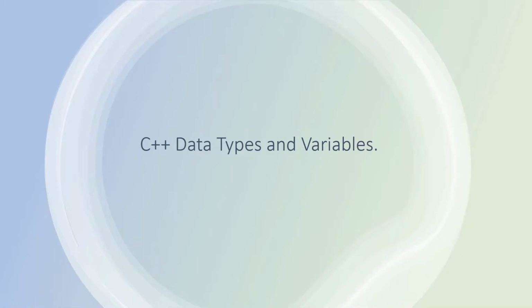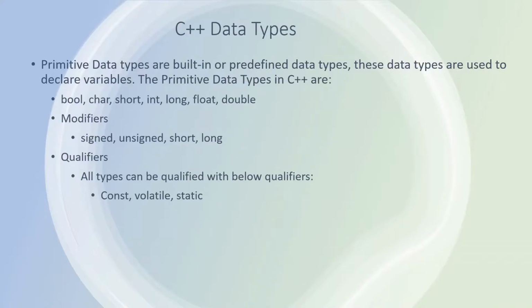Hi guys, so today I will explain the C++ data types and variables. In C++ we have primitive data types. These data types are built-in or predefined data types. These data types are used to declare variables. The primitive data types in C++ are bool, char, short, int, long, float, double.